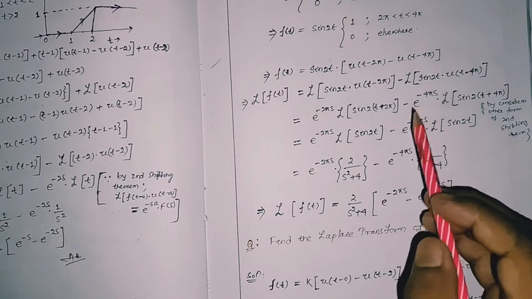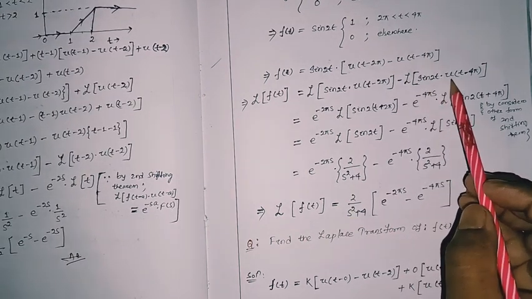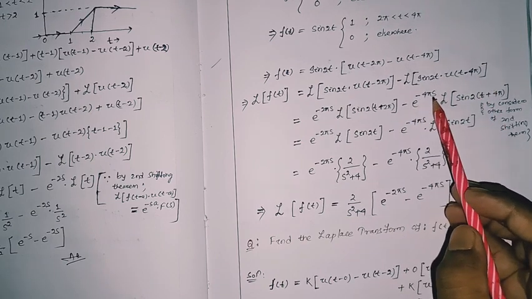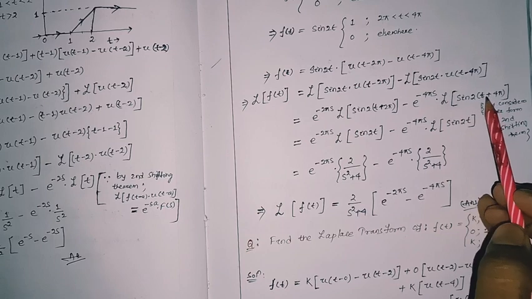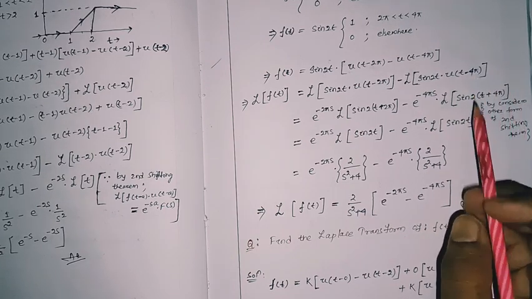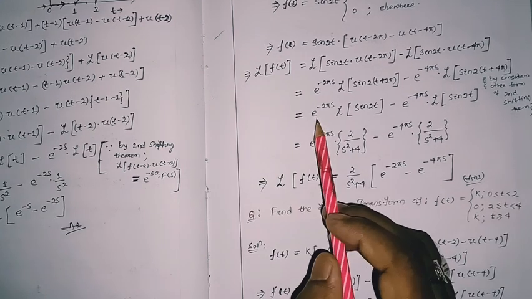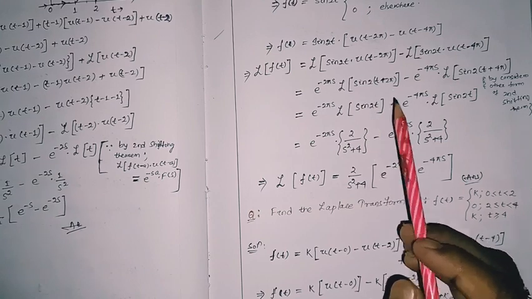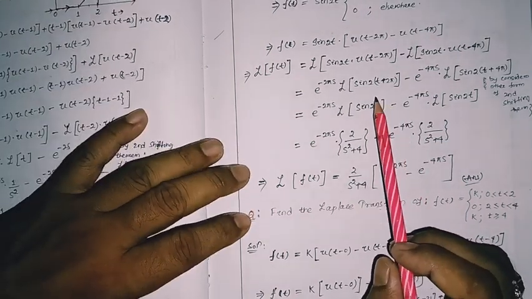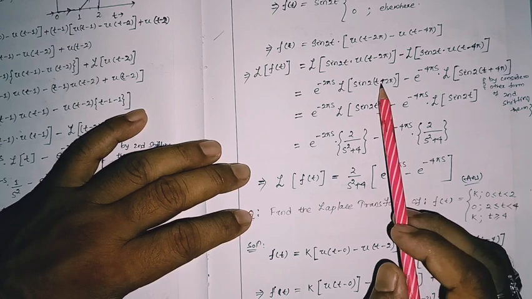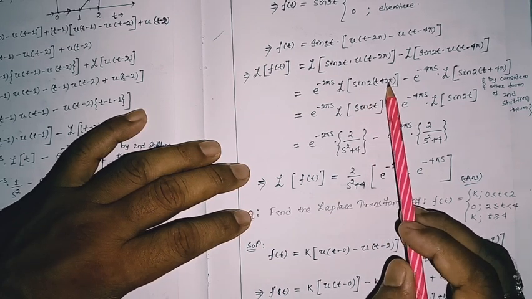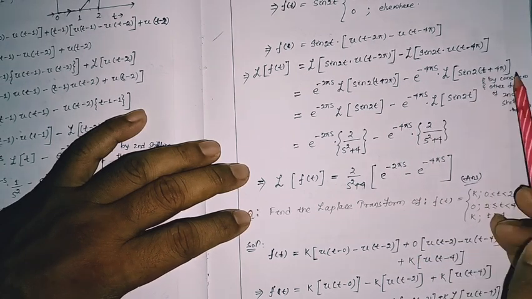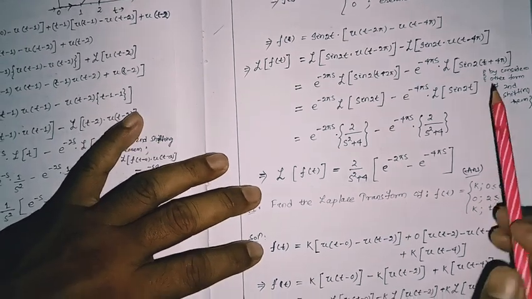Okay. Then likewise, the Laplace transform of sin 2t into u(t minus 4 pi) will be e to the power minus 4 pi s into the Laplace transform of sin 2(t plus 4 pi), where 4 pi is your a. So e to the power minus 2 pi s into the Laplace transform of... we know that the sine function is a periodic function, so sin theta equals sin(theta plus 2 pi). So here sin 2(t plus 2 pi) is also sin 2t. Likewise sin 2(t plus 4 pi) is also sin 2t.